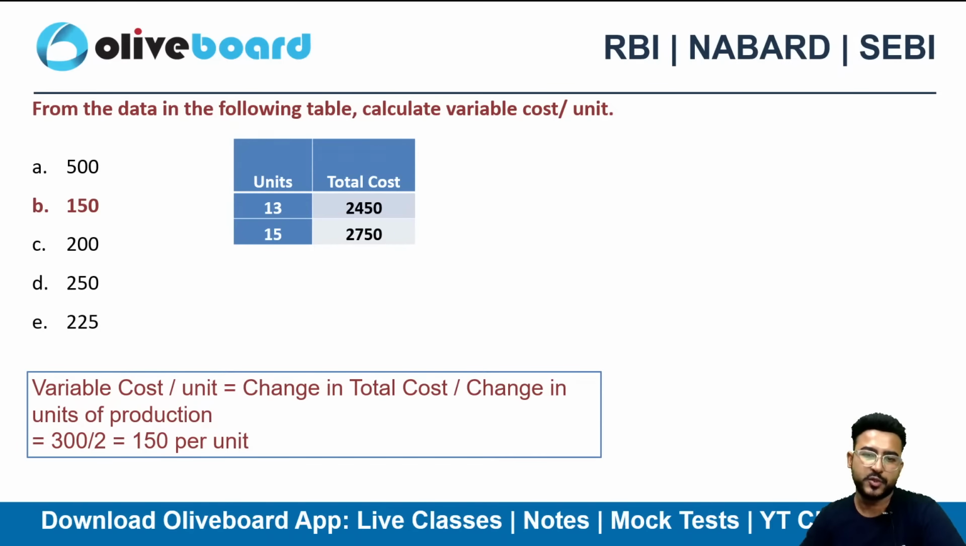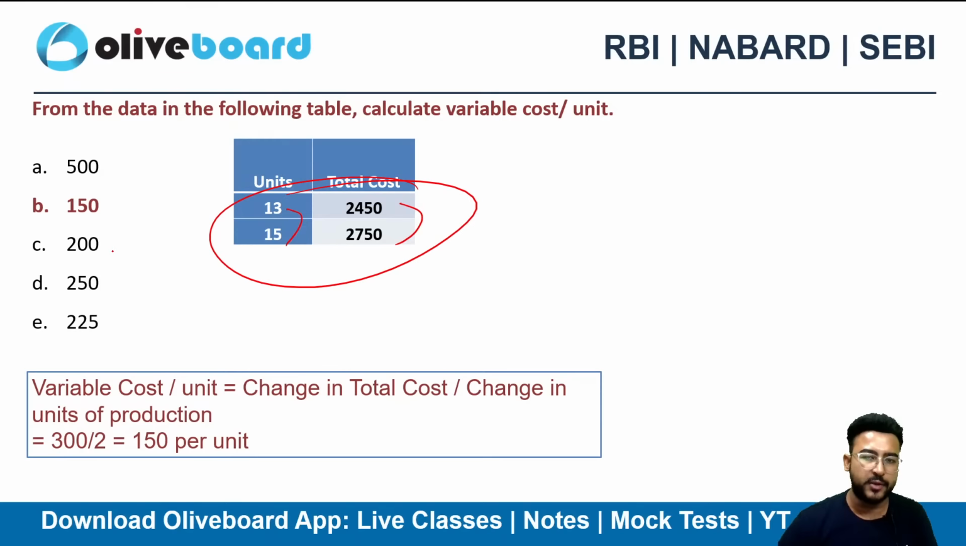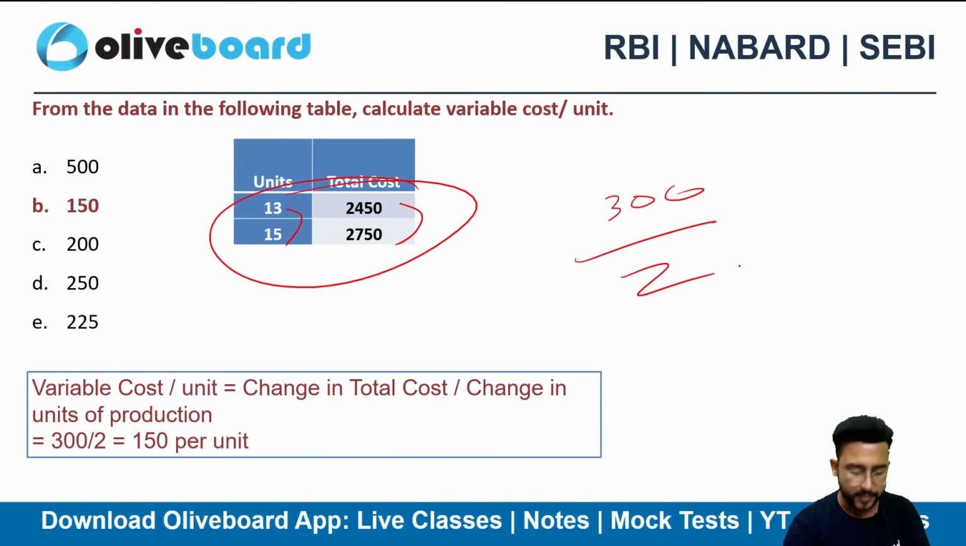150, perfect. So change in the total cost divided by the change in the units will definitely give you the variable cost. Basically it's 300 divided by 2. 150 rupee per unit is my variable cost.